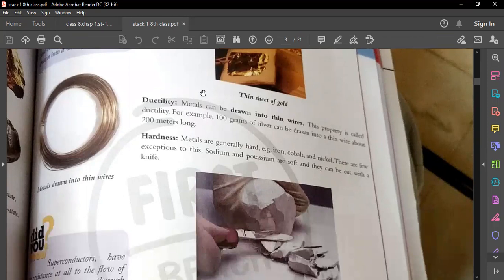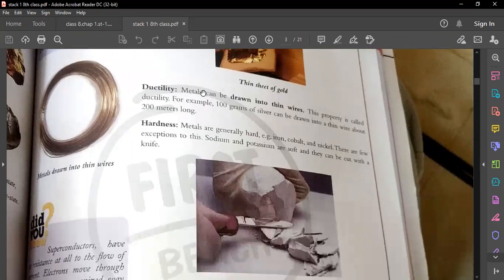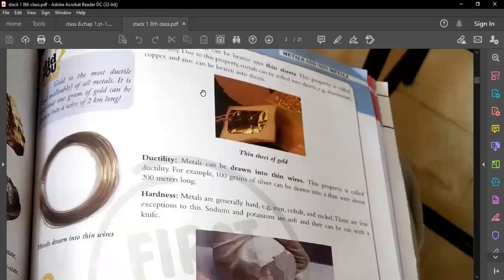The next one is hardness. What is the meaning of hardness? The compactness or density; it is the ability, or we can say how easily it can break or how easily it can be cut. Generally all the metals are hard except some metals like sodium and potassium. They are soft in nature. They can be cut easily.